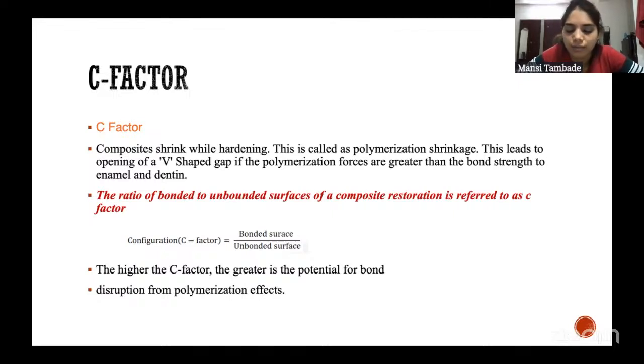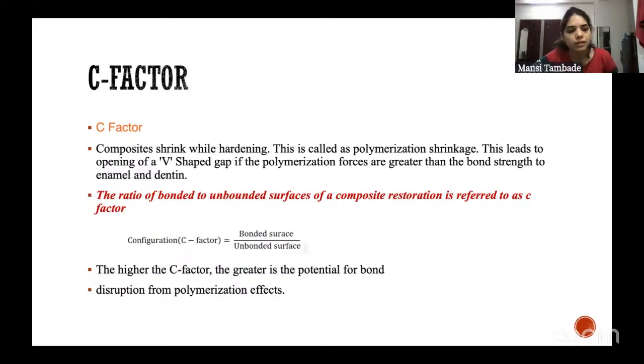Composites shrink while hardening. Polymerization shrinkage takes place. This is called polymerization shrinkage. This leads to the opening of a V-shaped gap if polymerization forces are greater than the bond strength of the enamel or dentine. See, a V-shaped gap is formed in the composite restoration if the shrinkage is higher. The forces are usually higher than the strength of enamel and dentine, as the composite strength is near to the enamel and dentine, but it is not exactly the same. So the polymerization forces tend to get higher than the bond strength of enamel and dentine.